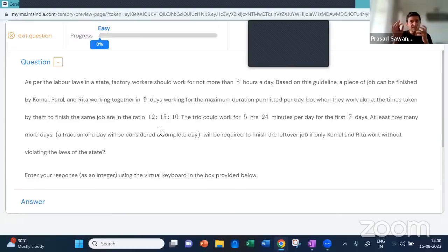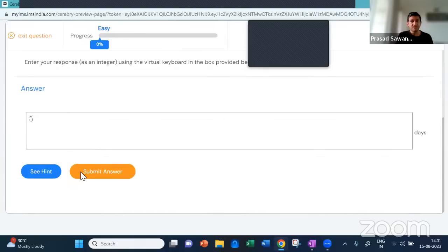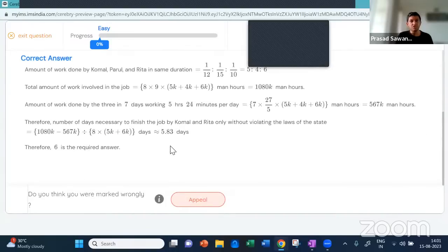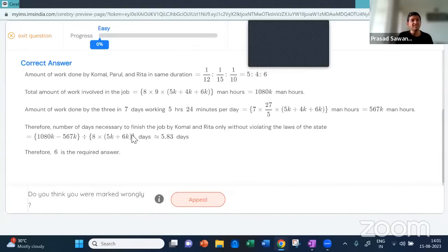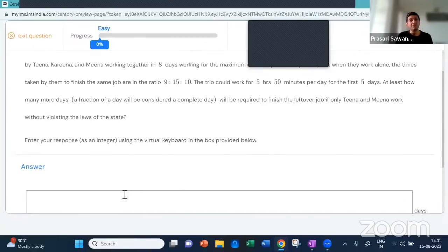So the AI generates a question on the go and it will just show you the question and then you will have to solve whatever it is. Okay. So here, let's say my answer is 5, for example. And I submit the answer. Now, if my answer is wrong, it will again show me that 6 is the answer that was expected. I'll keep on going to the next question till the time I get my answer.